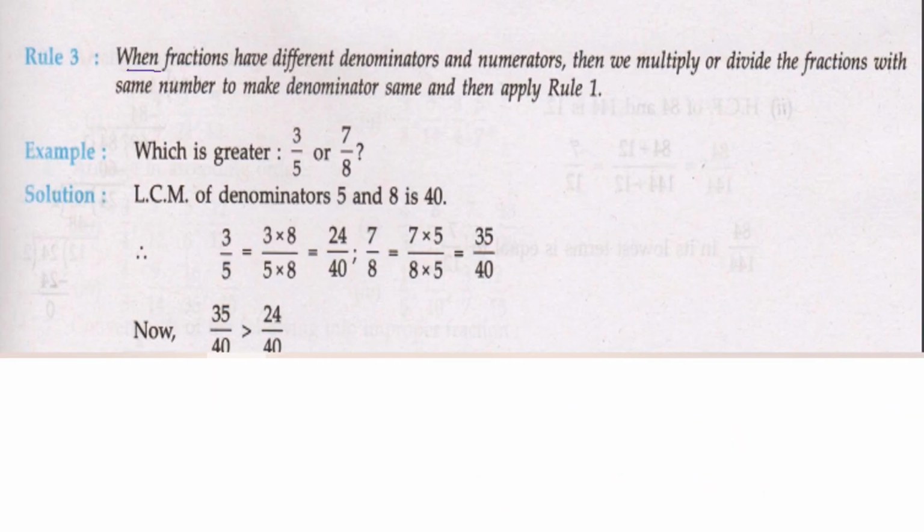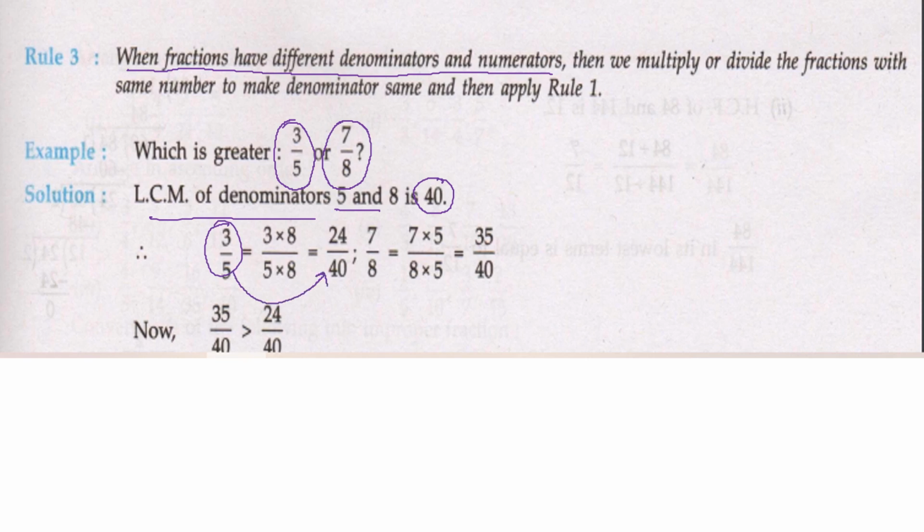Now the third case, when fractions have different denominator and different numerator, then what we are going to do? So numerators are also different and denominators are also different. We will find the LCM of the denominator. So 5 and 8 was the denominator, their LCM is 40. Then we will change them to equivalent fraction. 3 by 5, you have to change 5 to 40. So 5 8s are 40. So 3 8s are 24 by 40 is your new fraction.